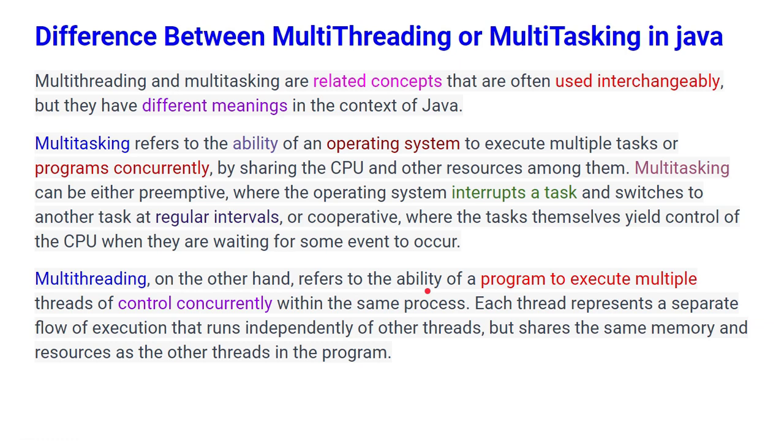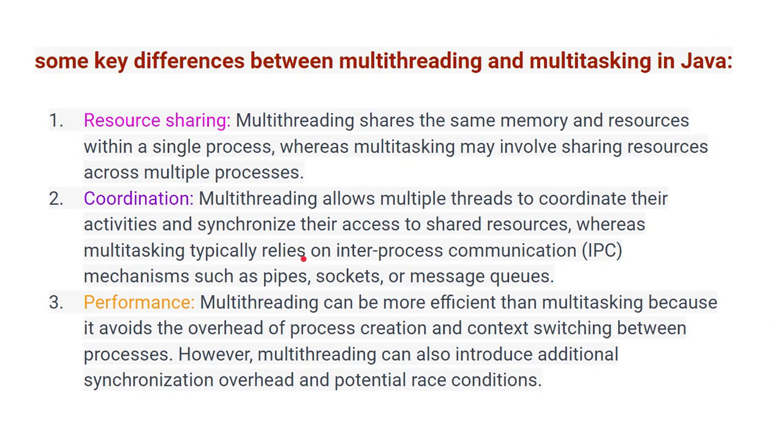Okay, just go through these slides, pause the video and try to look at them. Okay, some key differences between multi-threading and multitasking in Java, like resource sharing. So we can easily share the resources and do the process. Coordination means one thread can coordinate its activity with other threads and synchronize their process. Okay, so that is also possible.